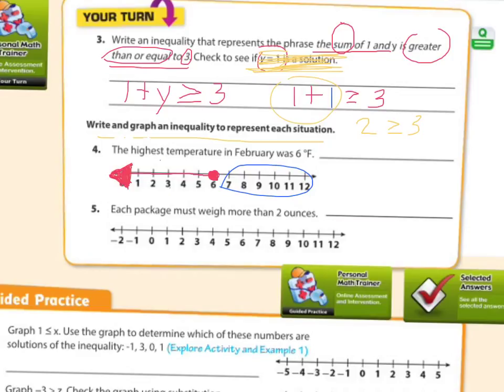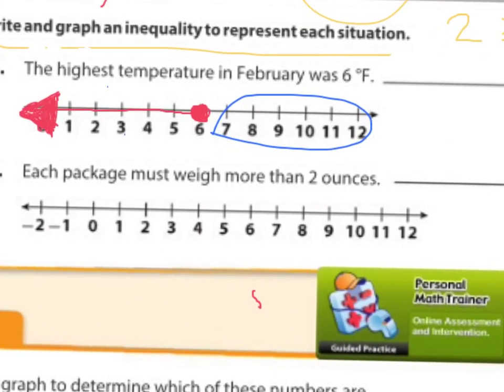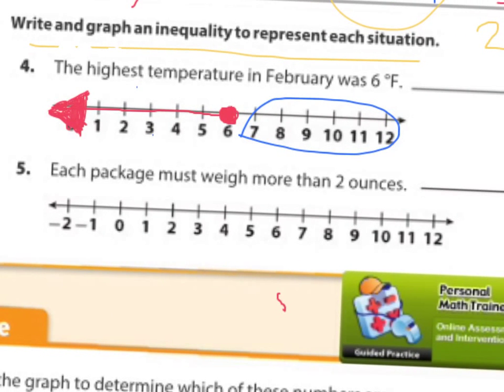Okay, number 5. Each package must weigh more than 2 ounces. Do we include 2 ounces on that? Is 2 more than 2? No. So the way we show that, remember, is we start at the 2, but we draw an open circle. That says it's going to be starting at 2, but we can't include 2. And then everything more than that. It's got to weigh more than 2 ounces. Okay? Like even if it was just 2 and a tiny bit over, is that more than 2? Yep, barely.